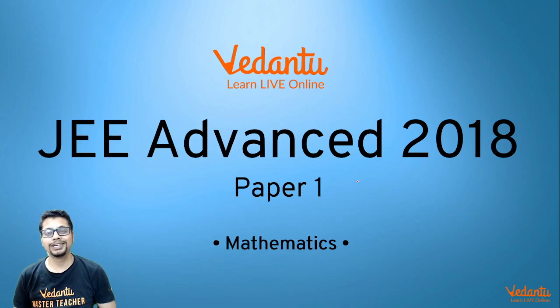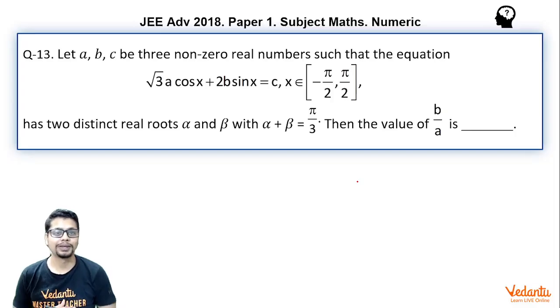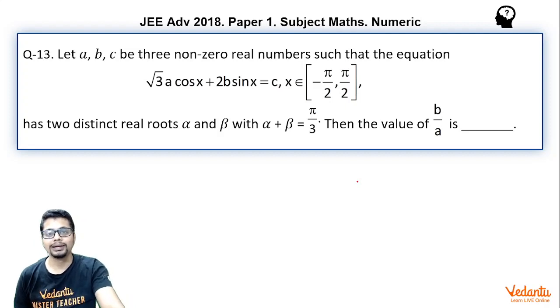We are discussing JEE Advanced 2018 Paper-1 Mathematics, and the question for this video is this. Let a, b, c be three non-zero real numbers such that the equation root 3 a cos x plus 2b sin x equal to c, where x is between minus pi by 2 closed to pi by 2 closed, has two distinct real roots alpha and beta, with alpha plus beta equal to pi by 3. Then the value of b by a is what?